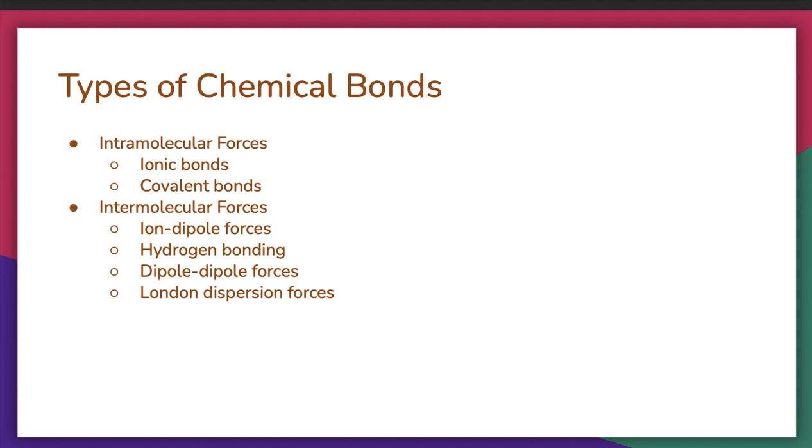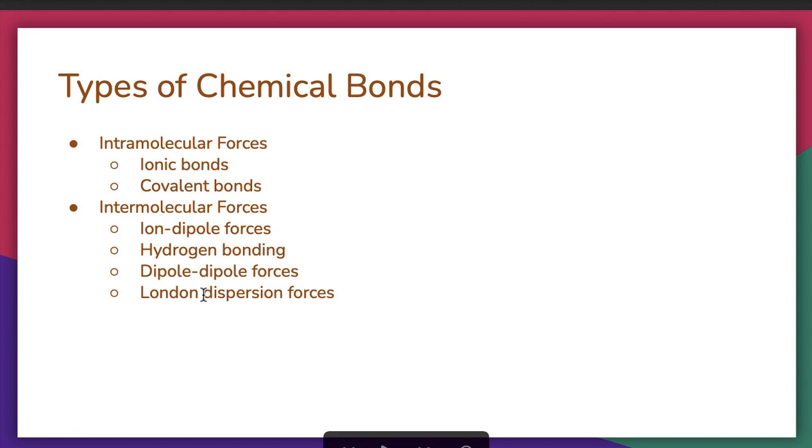So the four that I'll be talking about in this video are ion-dipole forces, hydrogen bonding, dipole-dipole forces, and London dispersion forces. And just so you know, I've listed these bonds and forces in order of strength, so the ones at the top are stronger than the ones at the bottom. So ionic bonding is stronger than covalent bonding. And similarly, ion-dipole forces are stronger than, let's say, dipole-dipole forces. And London dispersion forces are the weakest of all of these.